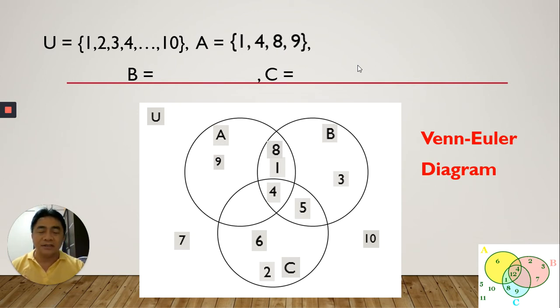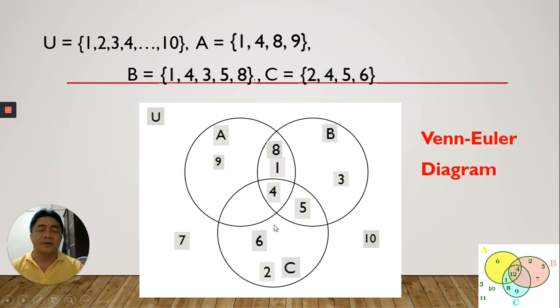Then set B includes this set here. So we have 1, 3, 4, 5, and 8. And C we have 2, 4, 5, and 6. Okay, there we go, all the elements. So that's how easy it is to figure out the different elements using the Venn-Euler diagram.